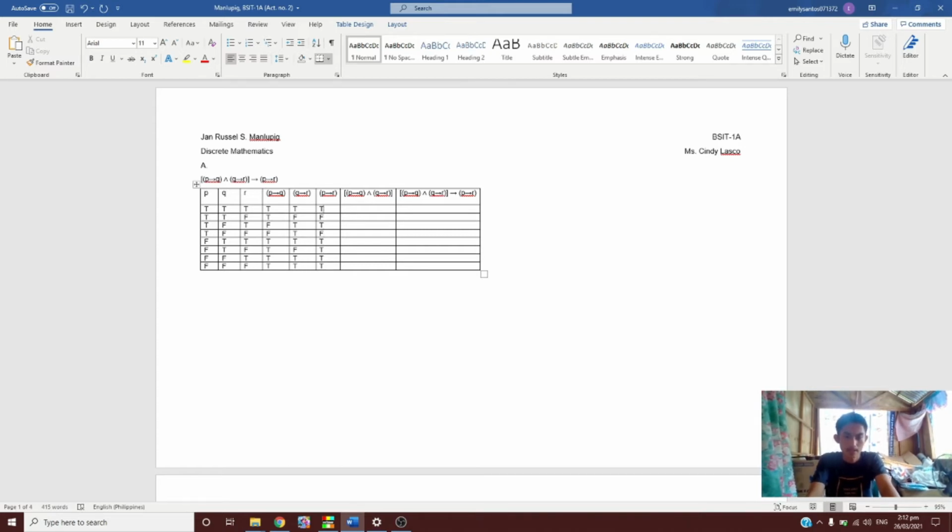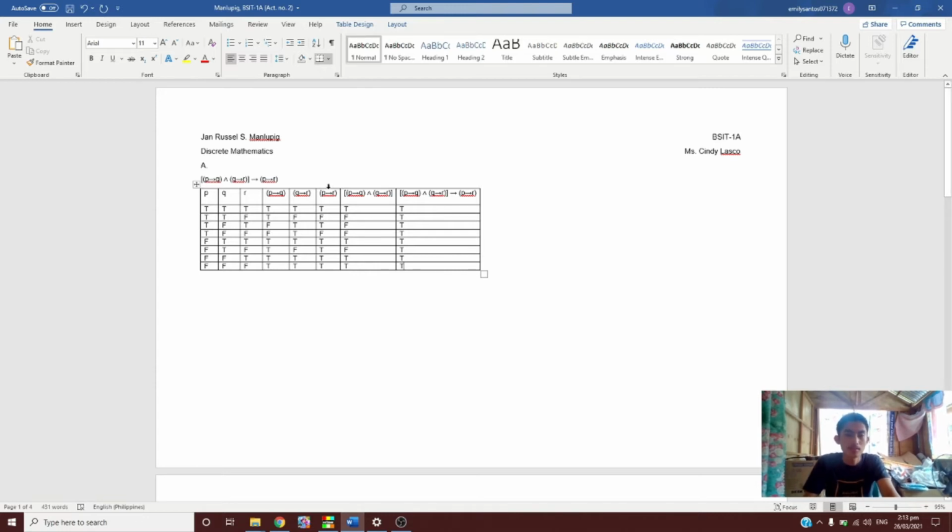Next is P implies Q conjunction Q implies R. So I'm gonna follow P implies Q and Q implies R: T, T, T, T, F, T, T, T, T, F, T, T, F, T, F, F. Lastly is this one implies P implies R: T, T, T, T, T, T, T, T.